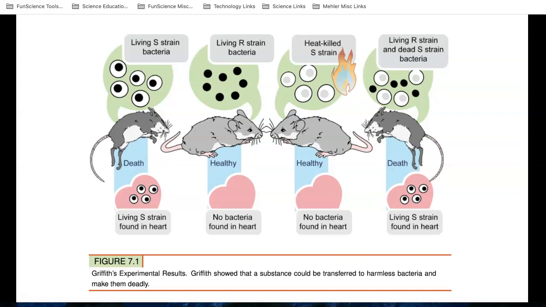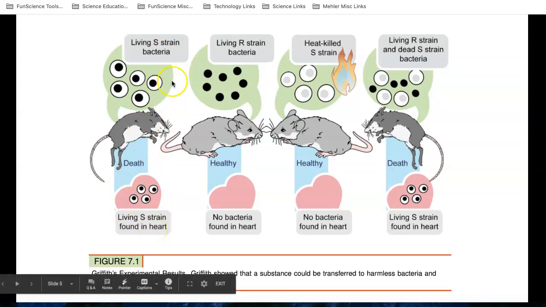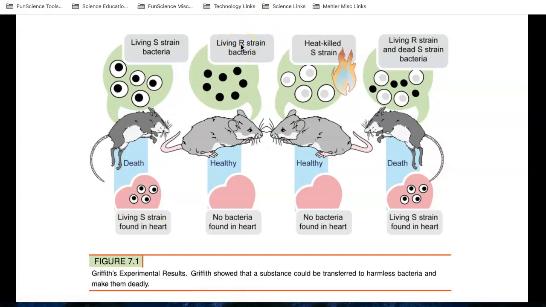And one of the first experiments was an experiment done by Frederick Griffith. And in this, he took some bacteria, living bacteria that had, let's call it the S strain, as in your diagram here. And when he injected it into mice, it caused death, and the living strain was found in the heart. But then he took another strain of bacteria, let's call that R, and it had no effect whatsoever on the mouse, and the mouse stayed healthy.